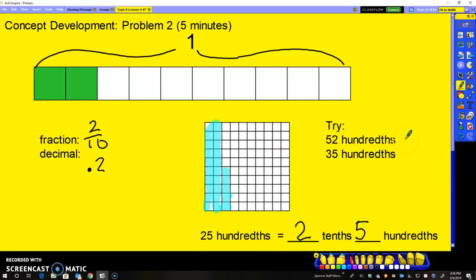If you also did it with the 52 hundredths, you have a decimal that looks like that, and you have a decimal of 35 hundredths for that one. And hopefully, again, those don't feel too difficult for you.